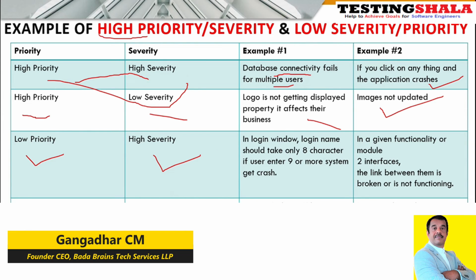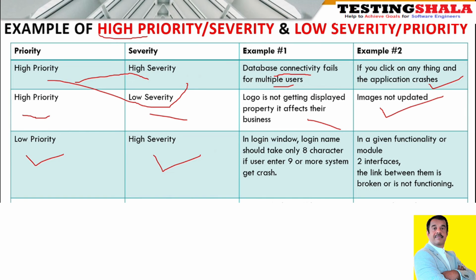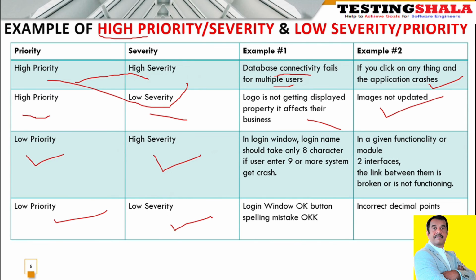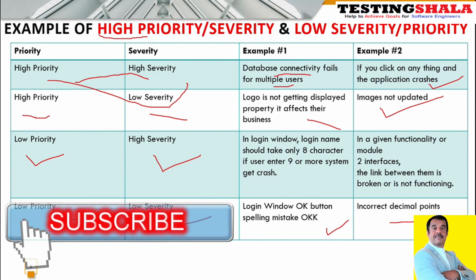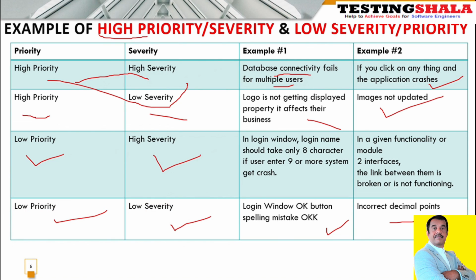Then the fourth example is low priority and low severity defects. We log low priority and low severity for a given login window, if there is an OK button and there is a spelling mistake in the OK, then that defect will be logged as low priority and low severity. Similarly, in any numbers, if the decimal points are incorrect, even that is a situation we will log as a defect with low priority and low severity.